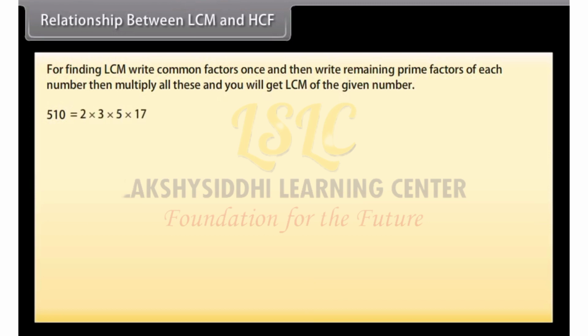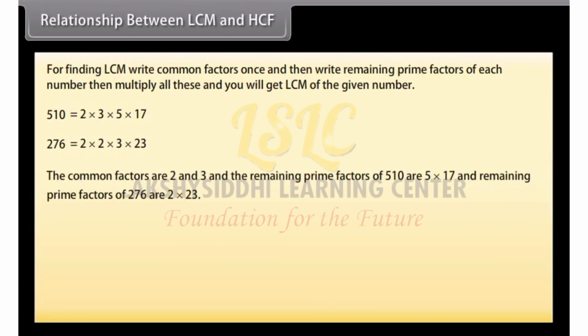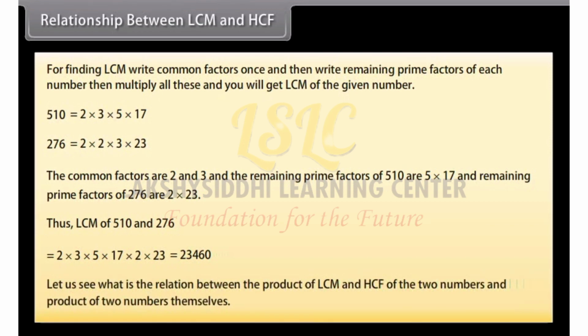510 is equal to 2 into 3 into 5 into 17. 276 is equal to 2 into 2 into 3 into 23. The common factors are 2 and 3, and the remaining prime factors of 510 are 5 into 17 and remaining prime factors of 276 are 2 into 23. Thus, LCM of 510 and 276 is equal to 2 into 3 into 5 into 17 into 2 into 23 equals 23,460.